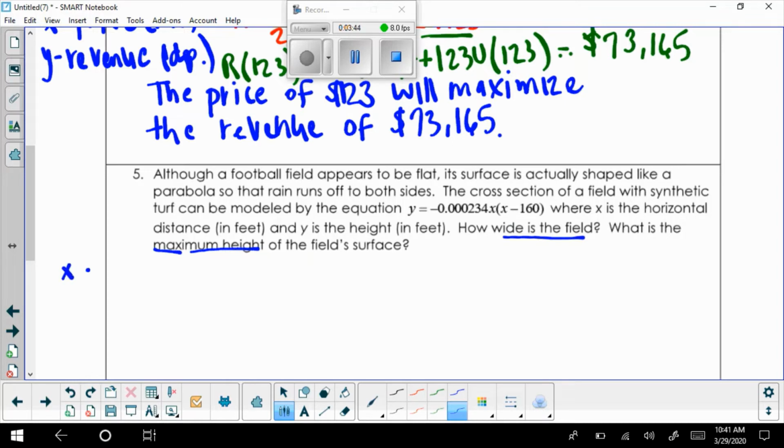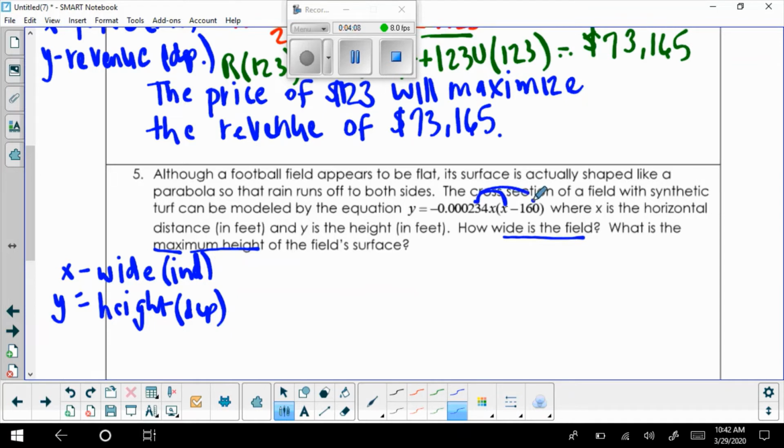So x would be how wide the field is. Y would be the height. So this would be my independent, this would be my dependent variable. Now looking at it, you might think, oh, it's in vertex form, but it is not. Our parentheses are not squared. So actually we have to distribute here in order to get it in the form of a quadratic. So let's go ahead and do that first.